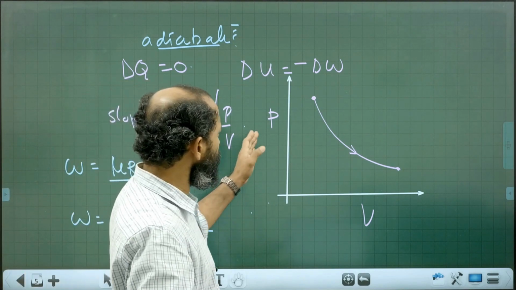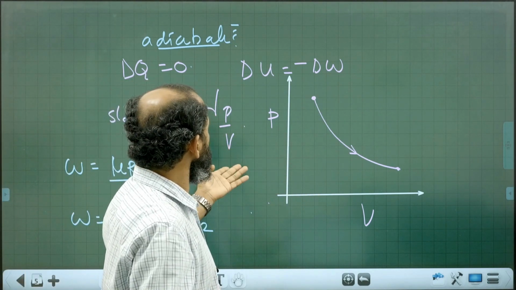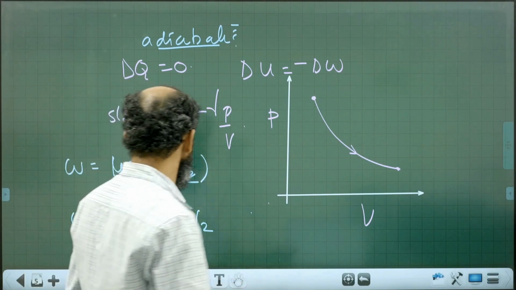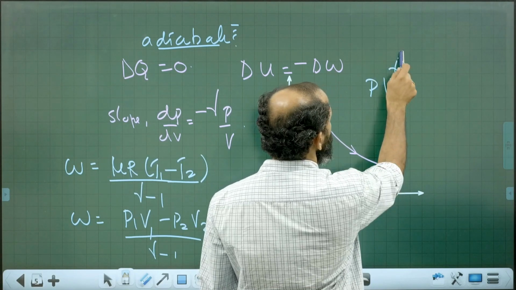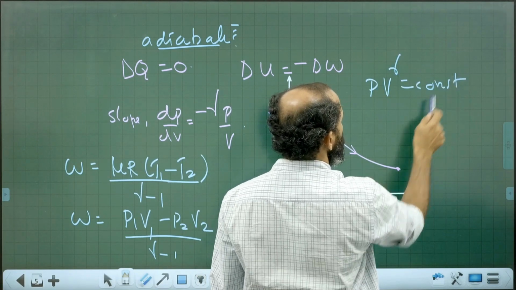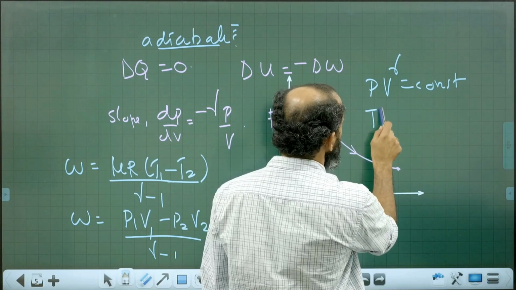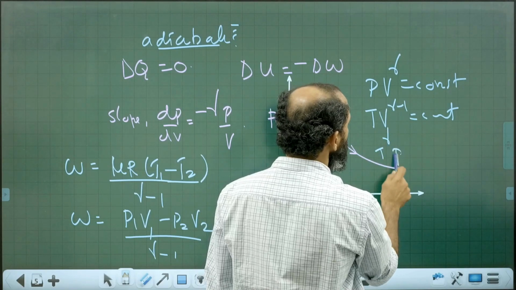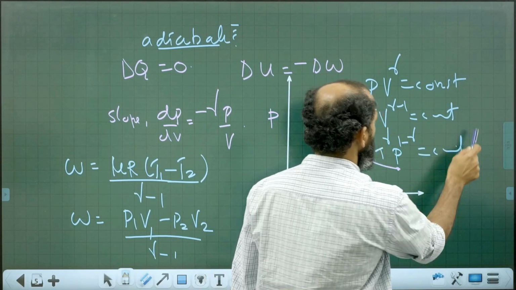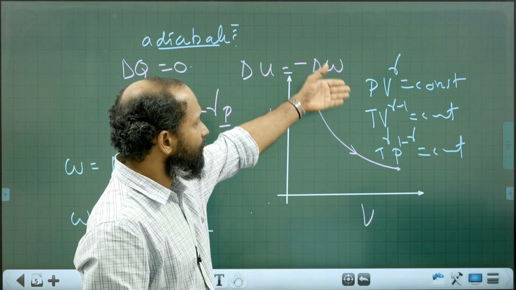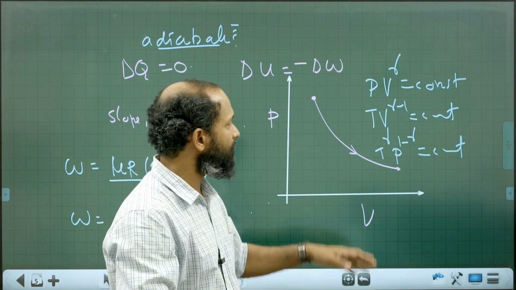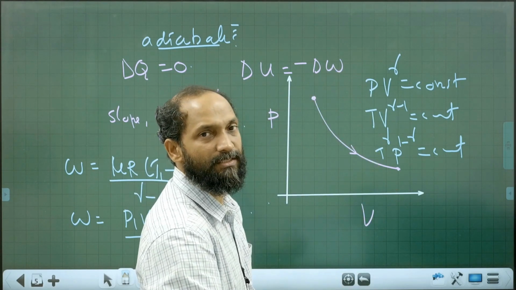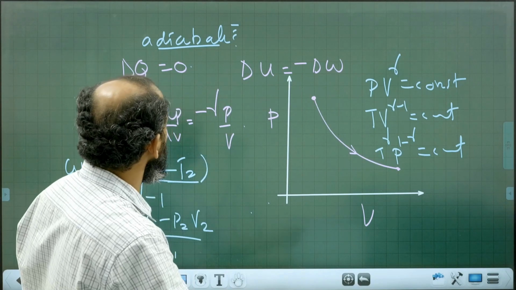Here, the variables are pressure, volume, as well as temperature. Three variables are there, so three equations of state are there. One of them is PV raised to gamma equals a constant. The other one is TV raised to gamma minus 1 equals a constant. The third one is T raised to gamma, P raised to 1 minus gamma equals a constant. You can also try to write all this in various forms. In previous papers, comparison of a given equation with one of the standard equations is frequently asked. Okay, so that is the adiabatic process.